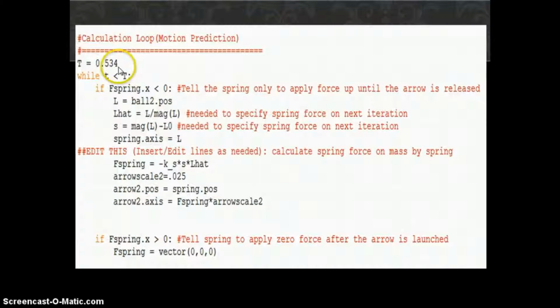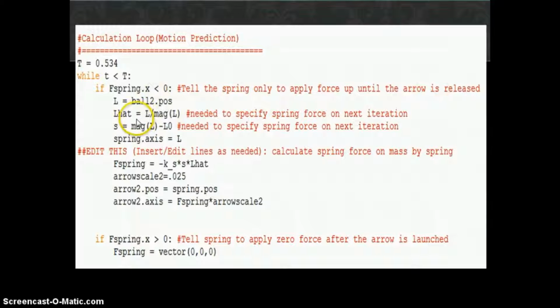The time was 0.534, and I set it to t because I have to use it a couple places. This is our while loop, and I need to introduce what an if statement is. It's a conditional statement. So what this is saying is that I only wanted the spring to give a force only up until when the arrow is launched, right? So that's what I'm telling it to do here. Tell the spring only to apply force up until the arrow is released.